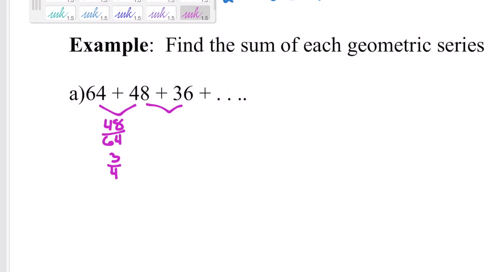And then we can try the second. You can either multiply 48 by 3/4, or you can do 36/48. And this ends up reducing to 3/4 as well, and we take the 12 out of both top and bottom. So that means my r is equal to 3/4. 3/4 is smaller than 1 when I do the absolute value, which means all of my numbers are going to keep getting smaller and smaller. I can notice that because we're going from 64 to 36 anyway, so this would tell me that I should be able to find the sum.